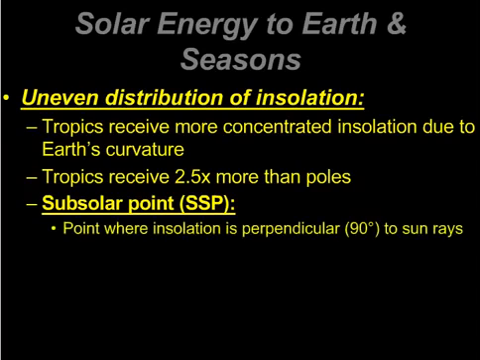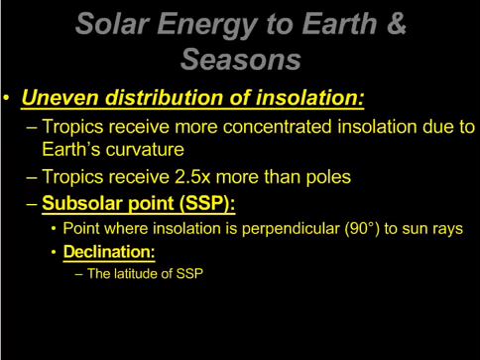The subsolar point. The subsolar point is the point where insolation is perpendicular, or 90 degrees, to the sun's rays. And you'll see what I mean on following slides. The subsolar point does not stay in the same spot on Earth's surface the entire year. Instead, it varies, it moves, it migrates. So as that migration changes, the subsolar point's declination changes. And declination is simply the latitude of the subsolar point. Like I said, it varies.